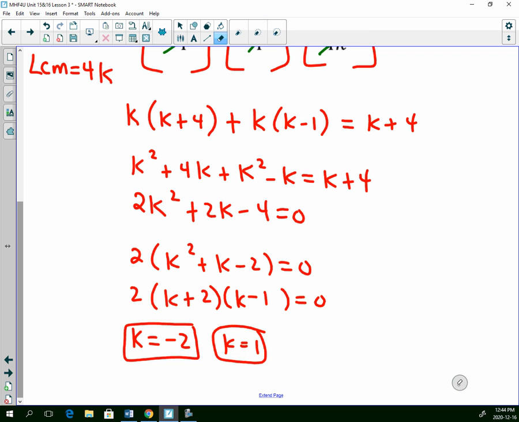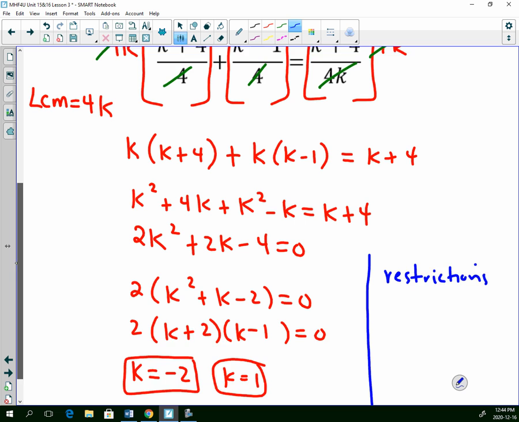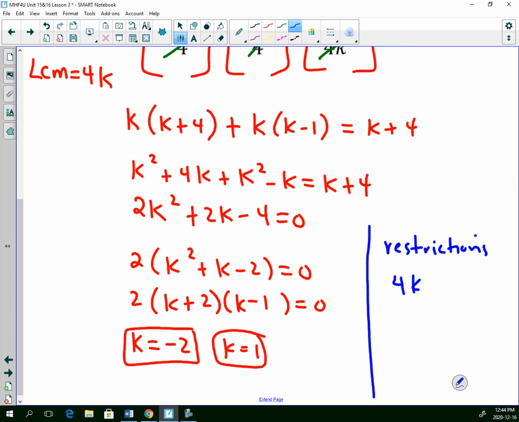And then don't forget to check your restrictions to make sure that your restriction is not also a solution. So my restriction is 4k cannot be 0. So therefore k cannot equal 0, and that is not one of my solutions, so both my solutions are valid.